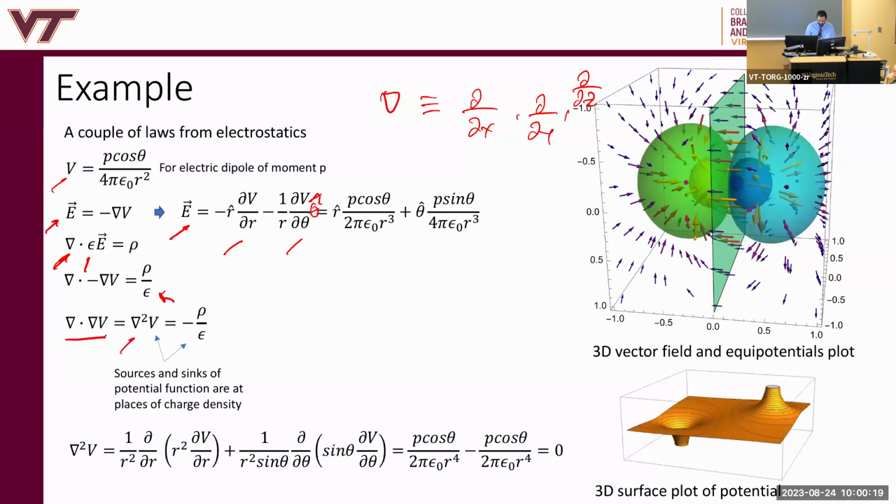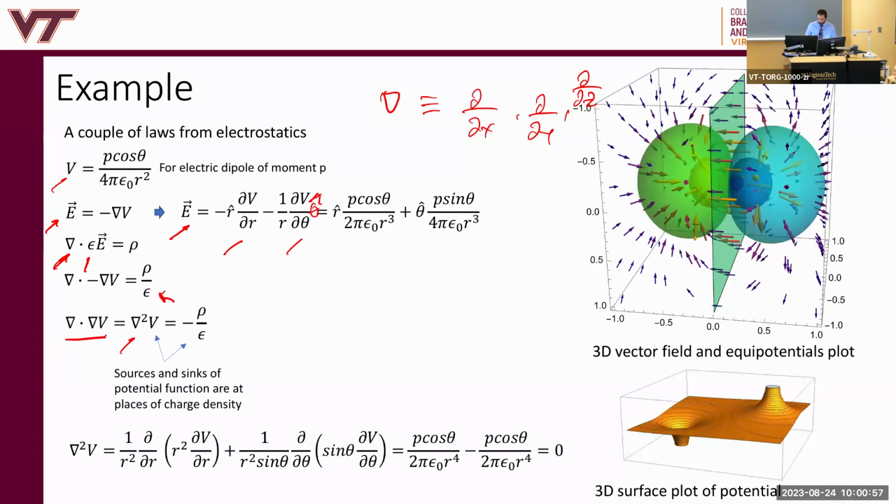And what does this say? The sources and sinks of the potential function are at points of charge density. And we can see that over here. This is a plot of all of this. It's kind of busy. These spheres are scalar equipotential surfaces, and the vector fields are the arrows. Here we can plot the potential, and what we see is the potential has maximum and minimum at the points of charge. So it's a nice example that collects a lot of these operations. Questions on that?